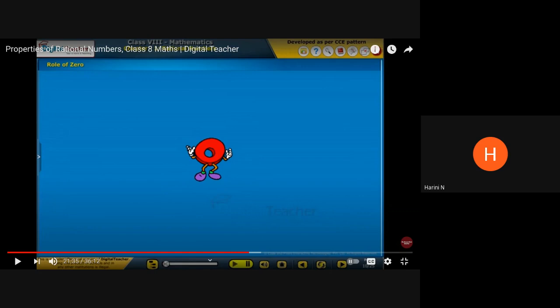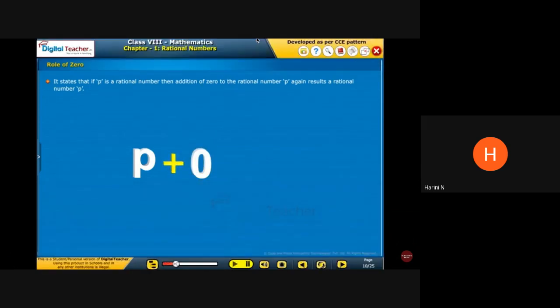The first one is the role of zero. What is the role of zero in the rational numbers when we use them is what we are going to see. It states that if p is a rational number, then addition of 0 to the rational number p again results in a rational number p. Statement: p plus 0 is equal to p and 0 plus p is equal to p.